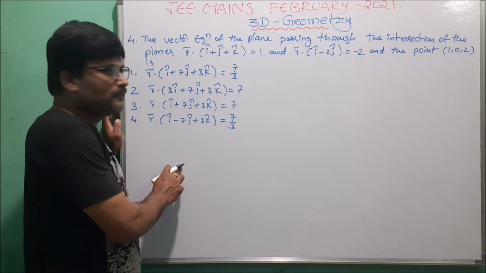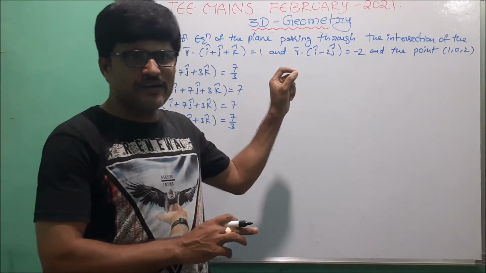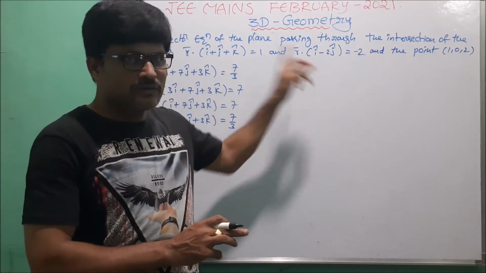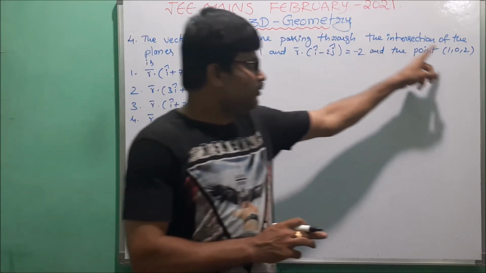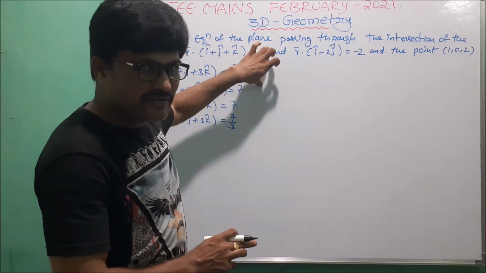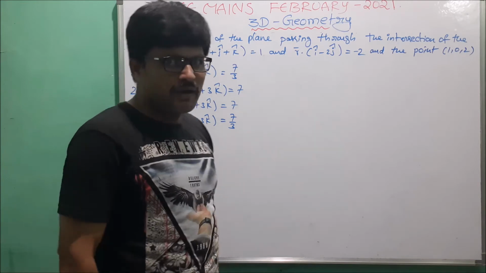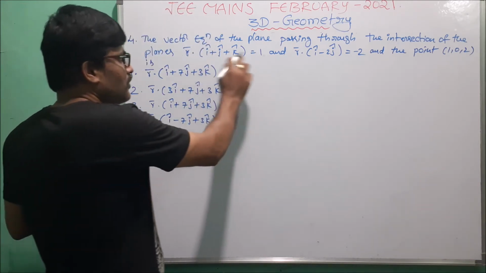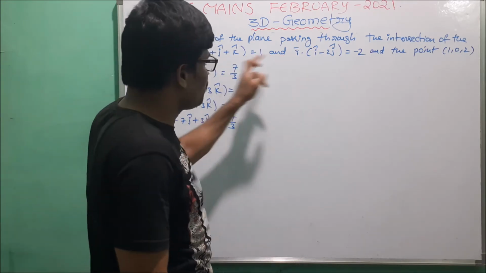Now the next problem, the vector equation of the plane. Here we have to find the vector equation of the plane passing through the point of intersection of the given two planes, and that plane also passes through one point. First of all, the vectors can be converted into coordinate form to simplify. So first we take the equation of the plane passing through the given two planes.